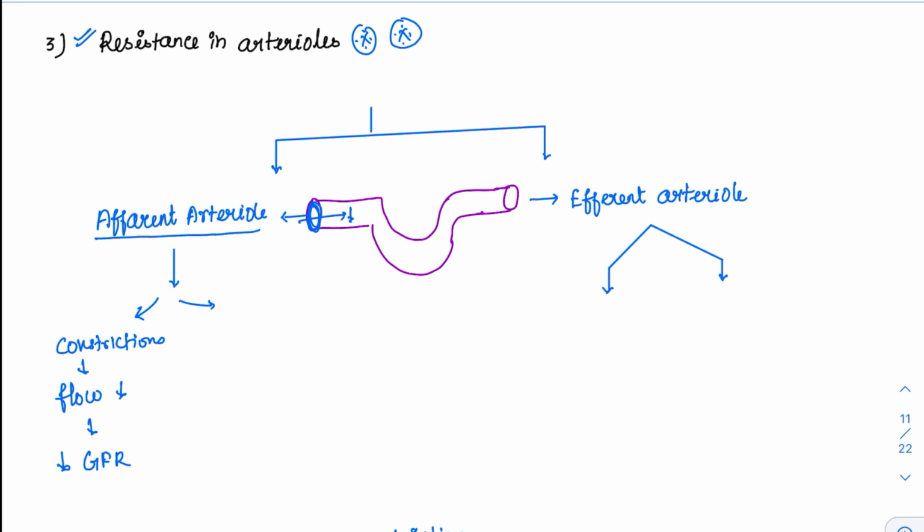Whereas dilation is also very simple. I just dilate the afferent arteriole. So what will happen? More blood flow will be there, more of GFR will be there. So there is an increase in flow, an increase in hydrostatic pressure, and an increase in GFR. So the afferent arteriole is very simple. You constrict it, GFR reduces. You dilate it, GFR is going to increase.